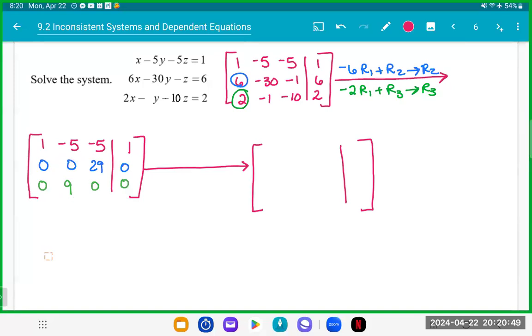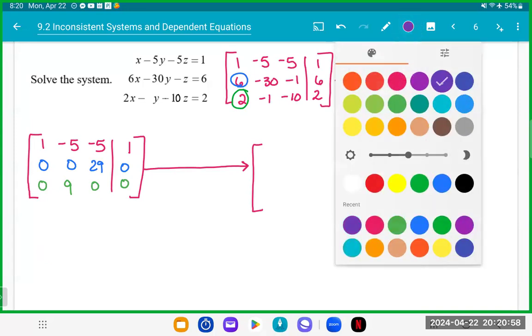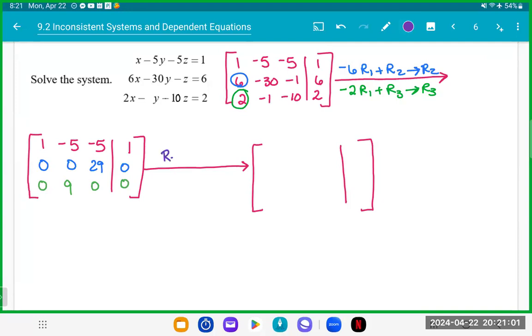Because of this, let's just swap rows 2 and 3, because that gives us that 0 already, right? So let's just take row 2 and exchange it with row 3. So we're just swapping their places. Row 1 stays the same: 1, -5, -5, 1. And we're switching these places. So 0, 9, 0, 0, and 0, 0, 29, 0. Okay.